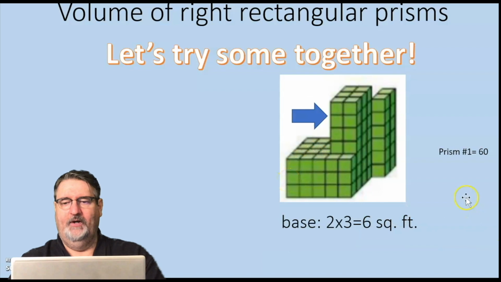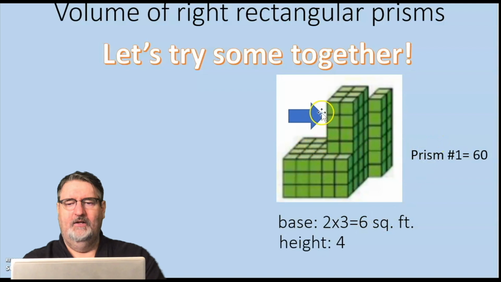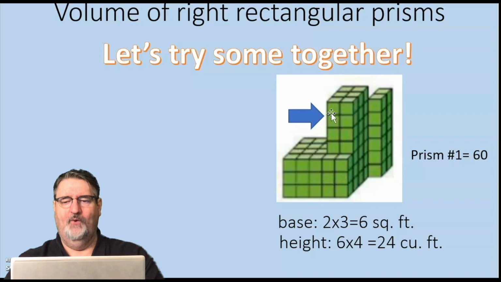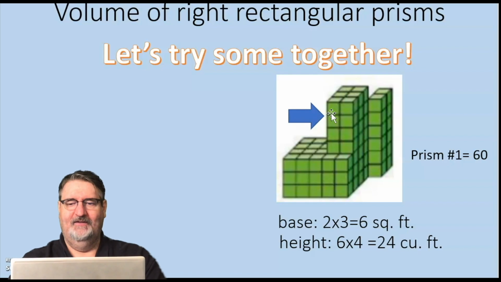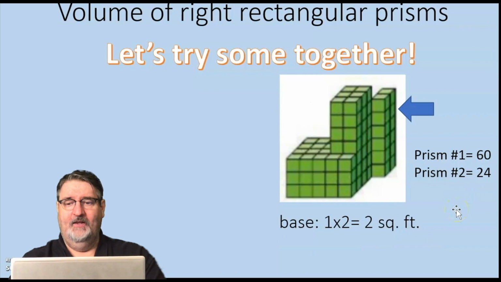And right over here, we're going to just kind of keep it right there and say that it's 60. For the second one, we can see that the base is 2 right here and 3 along here. So 2 times 3 equals 6 square feet. We can see that the height is 4. So we now have 6 for the base times 4 for the height equals 24 cubic feet. So we're going to put that one right up here that says that prism 1 is 60, prism number 2 is 24. Let's go to this third one.